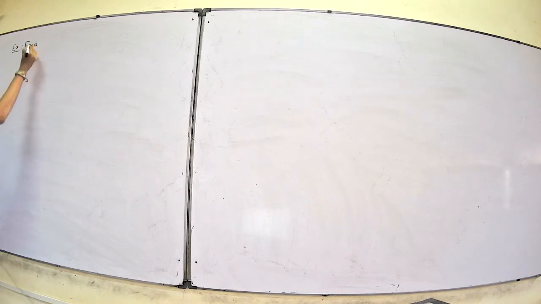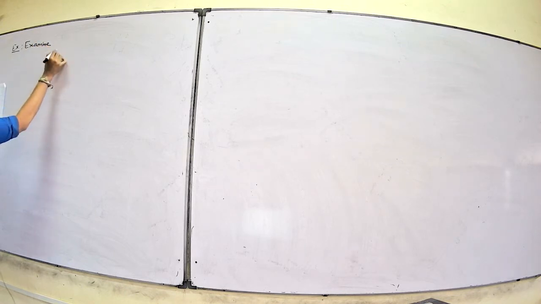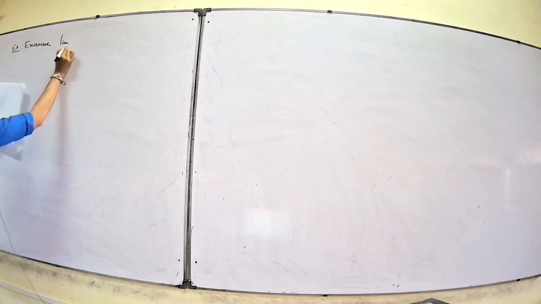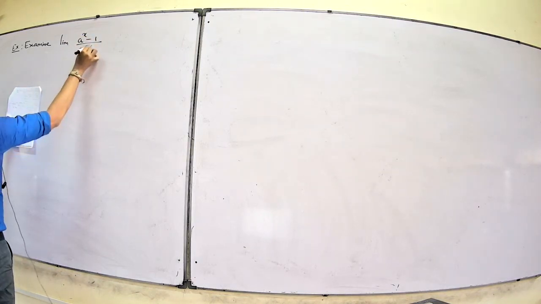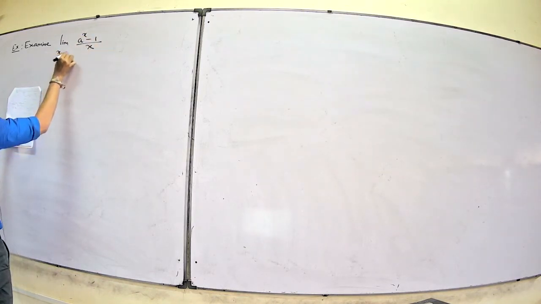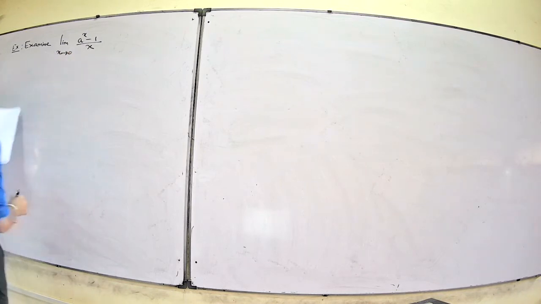Next question. Examine this limit: limit of a power x minus 1 over x, as x tends to 0. Right?